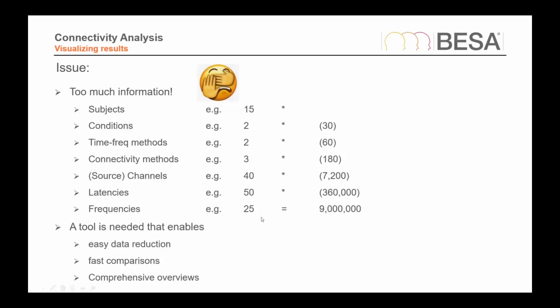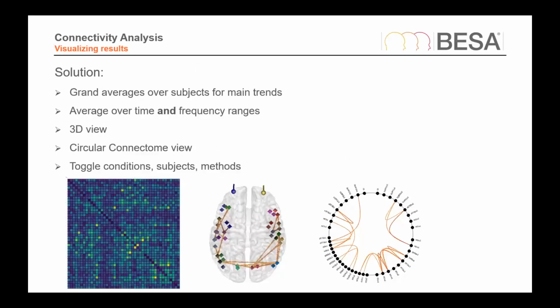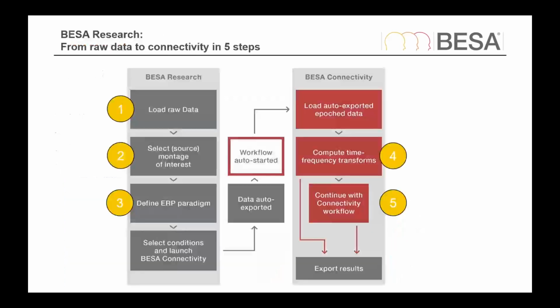That's a bit too much. So we need a tool that enables us to reduce the data in an easy fashion, to quickly compare different approaches, and to give us comprehensive overviews. And a solution for this is the upcoming tool, BESA Connectivity 2.0, because we now have grand averages over subjects for the main trends. We can average over time and frequency ranges. We have a 3D view, we have a circular conic tone view, and we can also toggle through conditions, subjects and the methods. Yeah, so let's have a look at this.